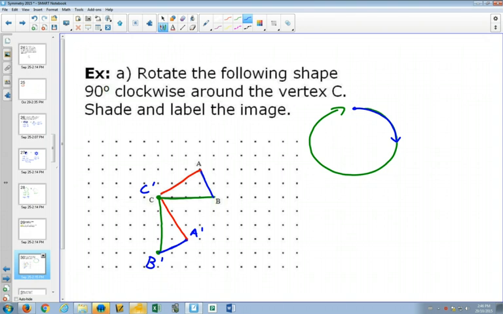Again, what could you do on your test? You could trace it out, put your pen right on C, and then turn your page 90 degrees to see what it would do.